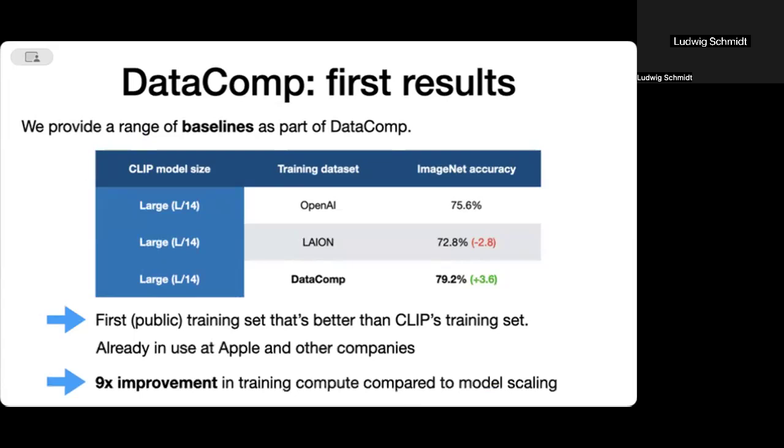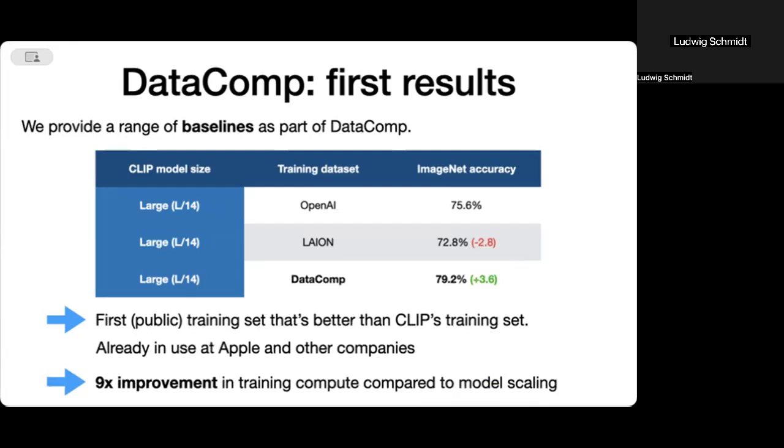And you can also look at these performance gains in terms of compute improvements. So performance gains you see at the L14 scale correspond to roughly 9x improvement in training compute. Okay, we're almost out of time.